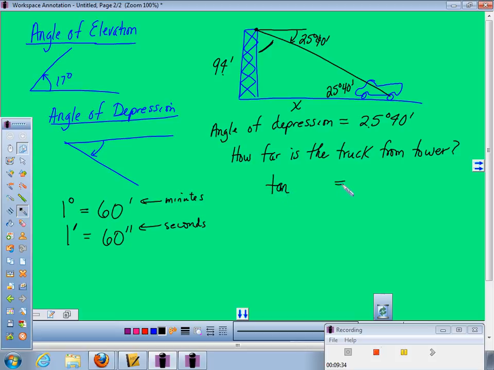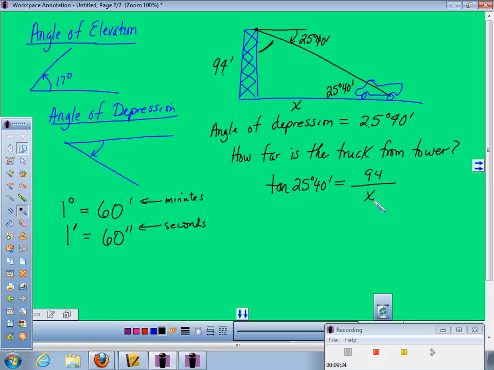I have to have tangent of an angle. What's my angle? 25 degrees, 40 minutes. Okay, and we said it's opposite over adjacent. So which was opposite? 94 over x. Now you need to get x solved for and then punch the rest of whatever's left in your calculator. There's actually a little slick trick here, but I'm going to do the algebra the normal way, then you can see the shortcut.